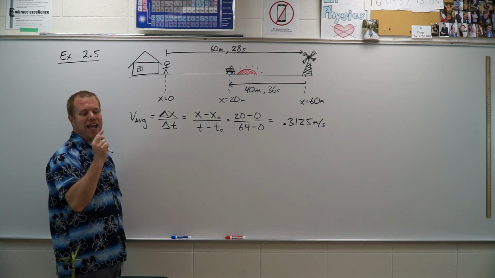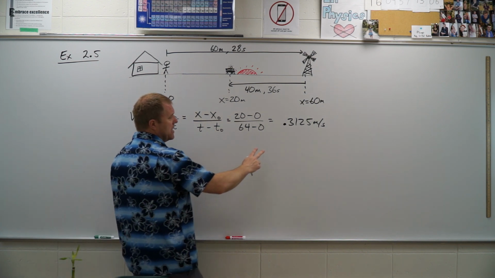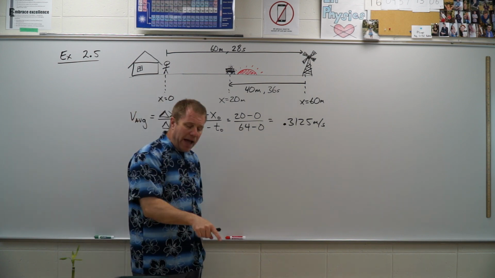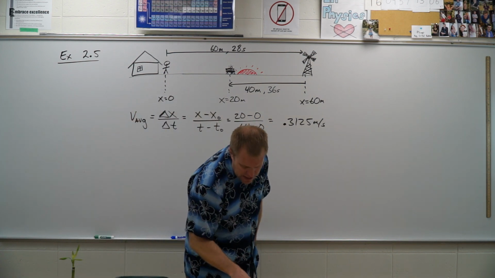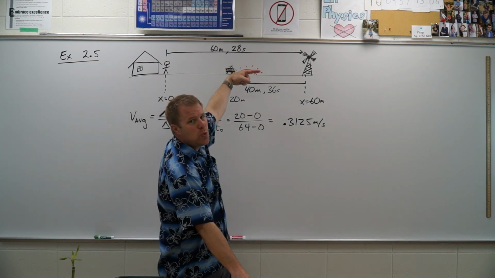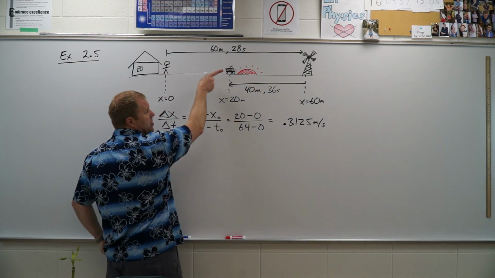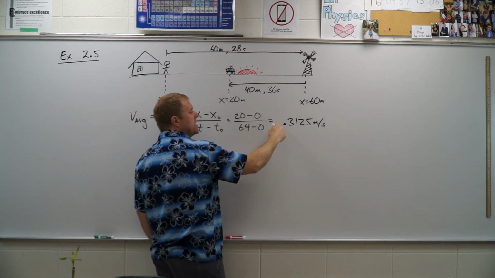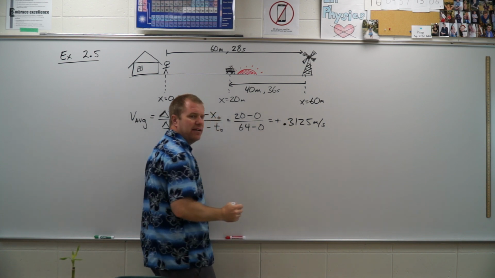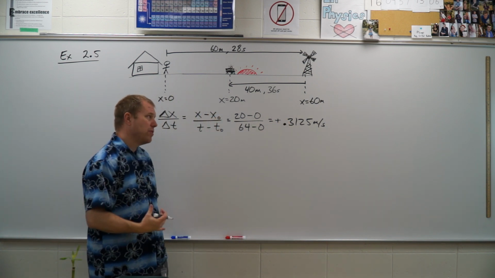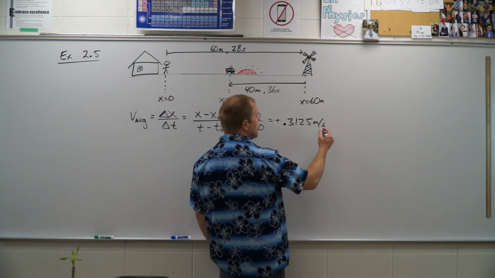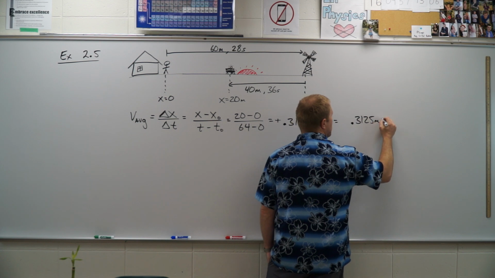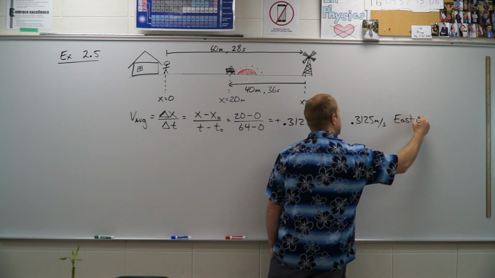Now remember, velocity is a vector, and what are the two parts to a vector? You're right, direction and magnitude. So currently, I have 0.3125. But if I go back and read the question a little more carefully, it says I walk 60 meters due east. So this direction here is east, my positive direction is east. The fact that this is coming out positive is telling me that this is 0.3125 meters per second east.